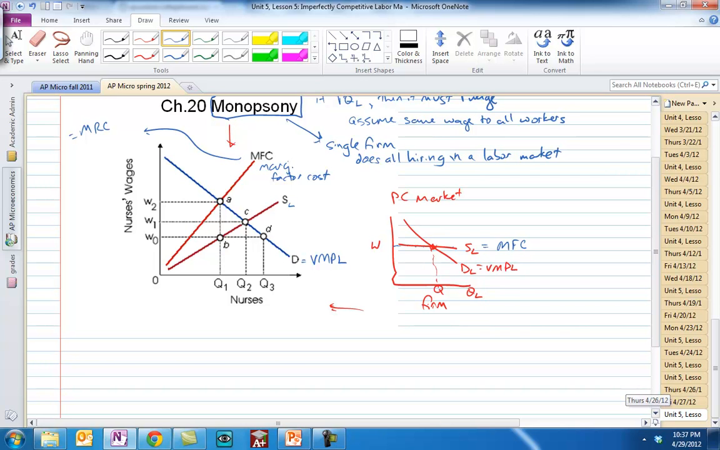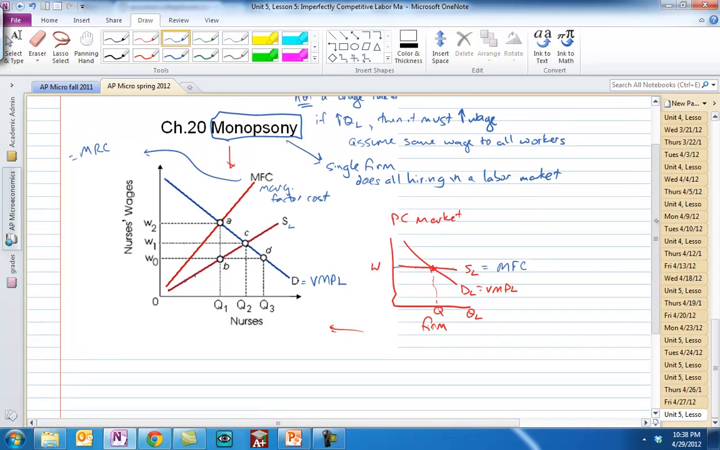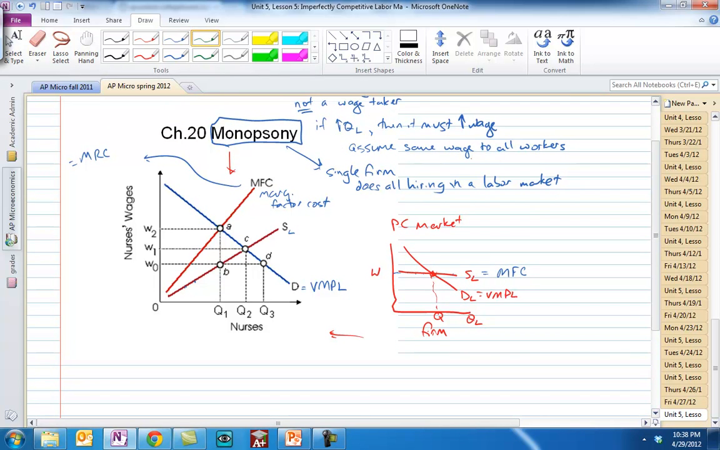Then you've got your marginal factor cost, which is not the same as the supply curve. Because here's the story, and it's very similar to our monopoly story with the marginal revenue and how it relates to demand. If you want to hire more workers, you've got to raise the wage, not just for that next worker. We said we've got to raise the wage to pay the same wage to all workers. You've got to raise the wage for all the workers.